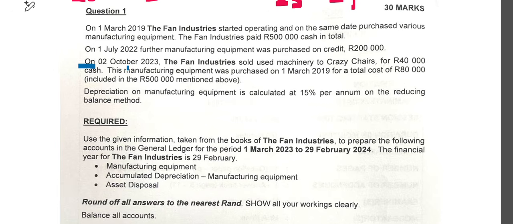When I initially did this, I calculated 8 months, but it's actually 7 months. And what we need to do, because this is the reducing balance method, we need to take the cost price of 80,000. We need to subtract all the accumulated depreciation of this equipment up until date of sale, and then we need to transfer the accumulated depreciation to the asset disposal. But what we're missing is the depreciation for the current year.